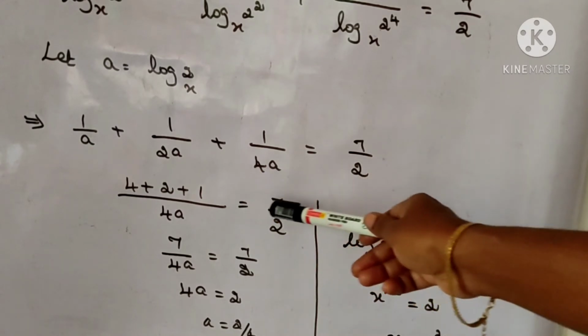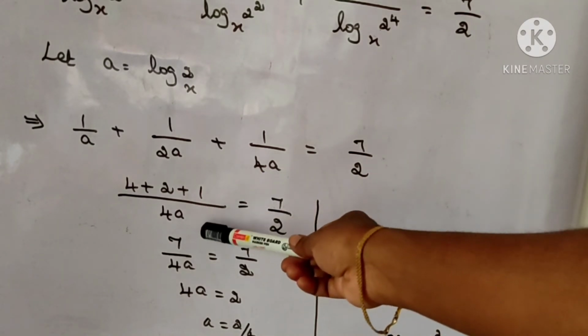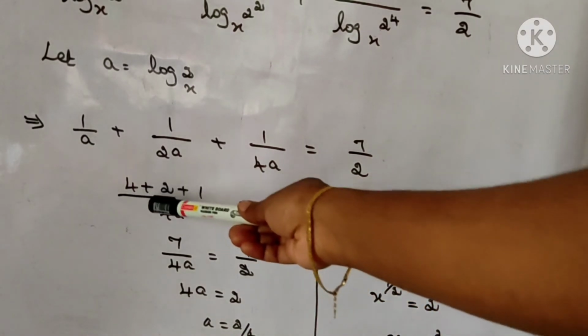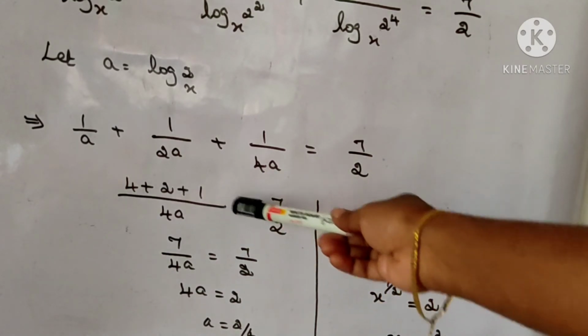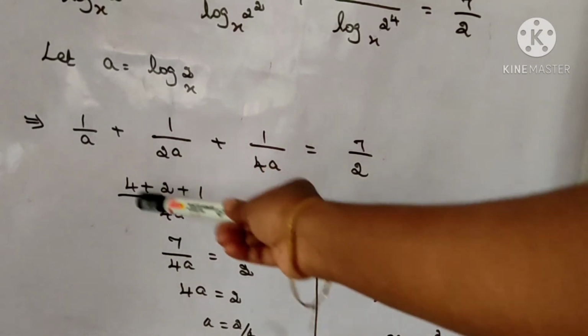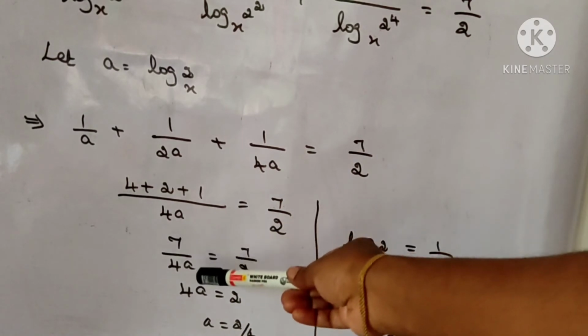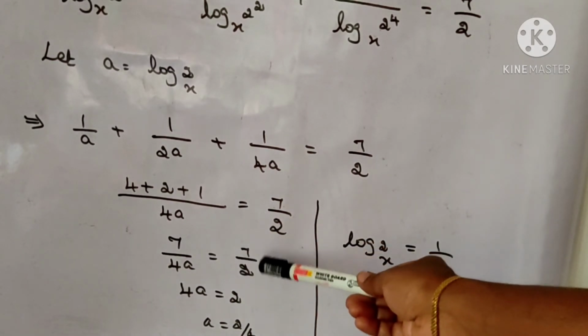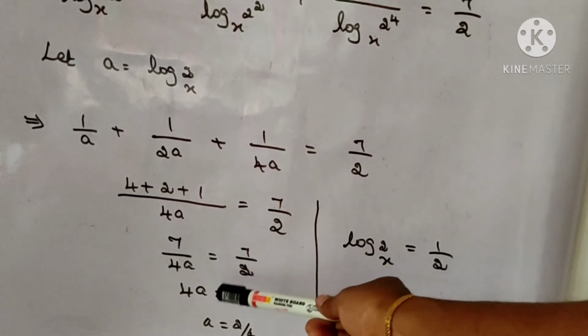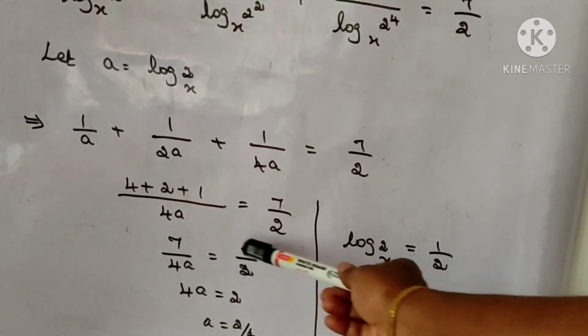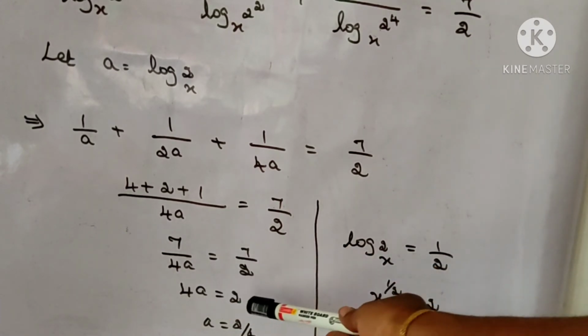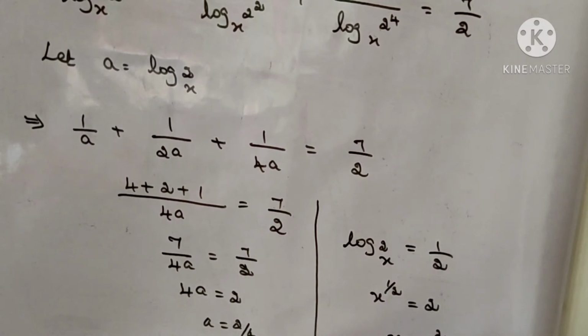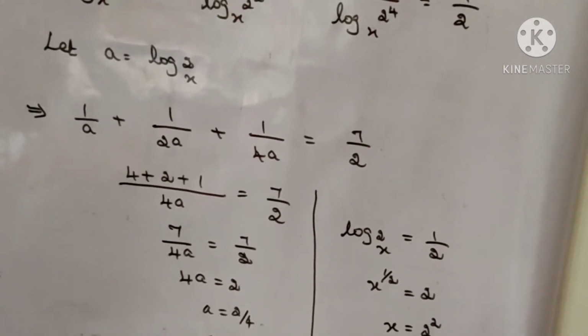Find out the LCM of the denominators. LCM is 4a. So the numerator is 4 plus 2 plus 1. Find the addition of the numerator, it is 7. Denominator is 4a. Right side 7 by 2. So 7 and 7 cancelled. We get 1 by 4a is equal to 1 by 2. So 4a is 2, a value is 2 by 4. Then we get a is 1 by 2.